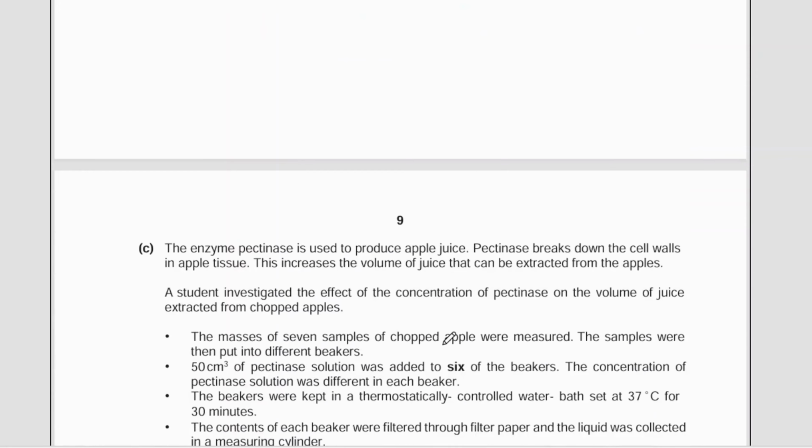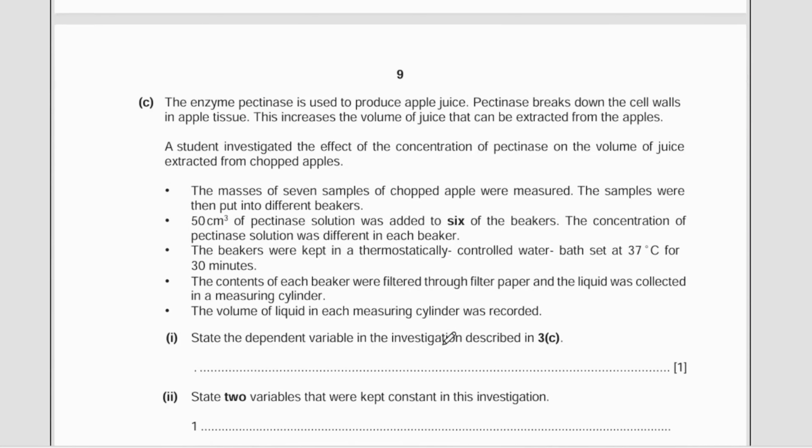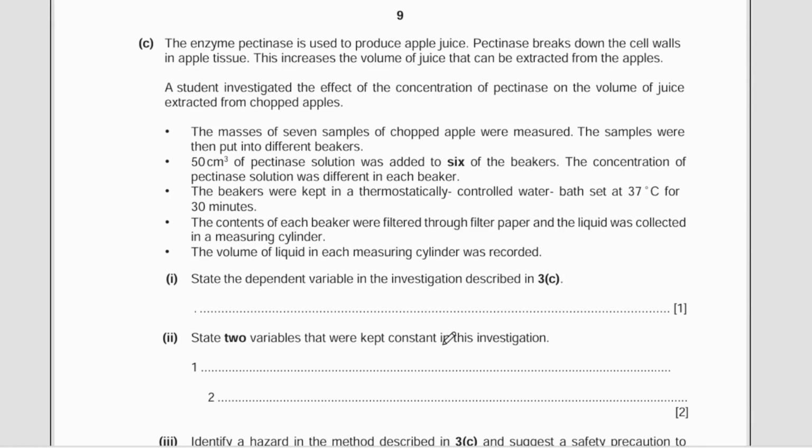The next thing is the enzyme pectinase is used to produce apple juice. Pectinase breaks down the cell wall in plant tissue. This increases the volume of juice that can be extracted from the apple. This is also part of your biotechnology chapter, right?